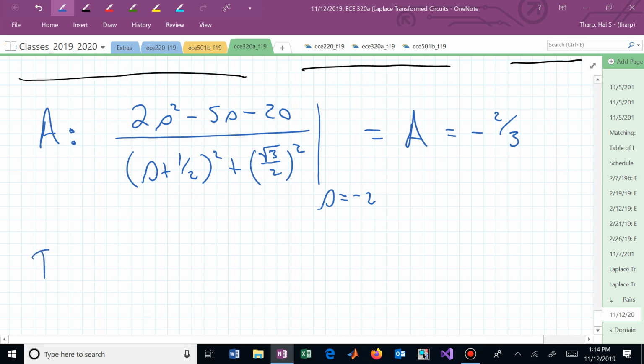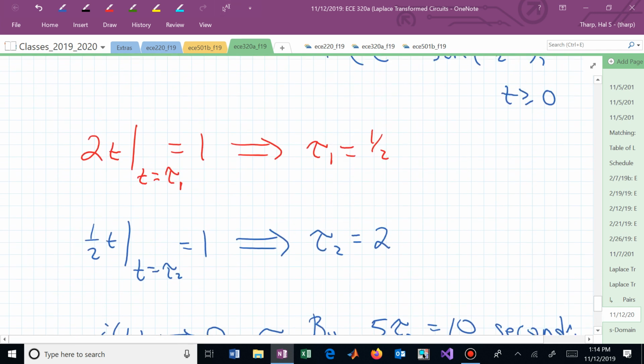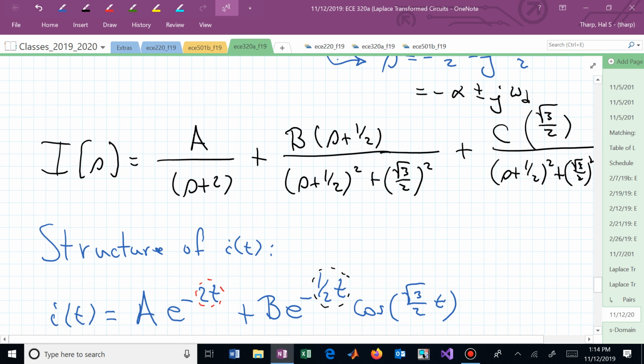What if we do B? The one standby is you could always put this all over a common denominator and get A's, B's, and C's in the numerator, sprinkled around all of the different coefficients, and then equate coefficients on this with the 2s squared minus 5s minus 20 on the left-hand side. You'll get 3 equations and 3 unknowns. What we just did is we actually decoupled that and found A by itself. Can we find B?